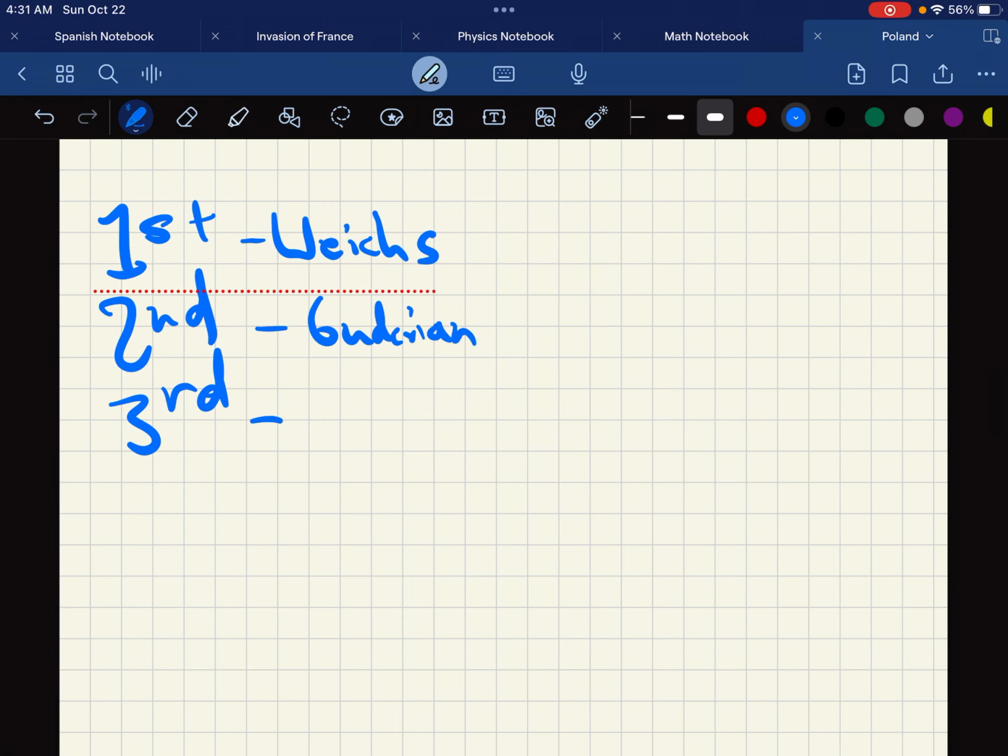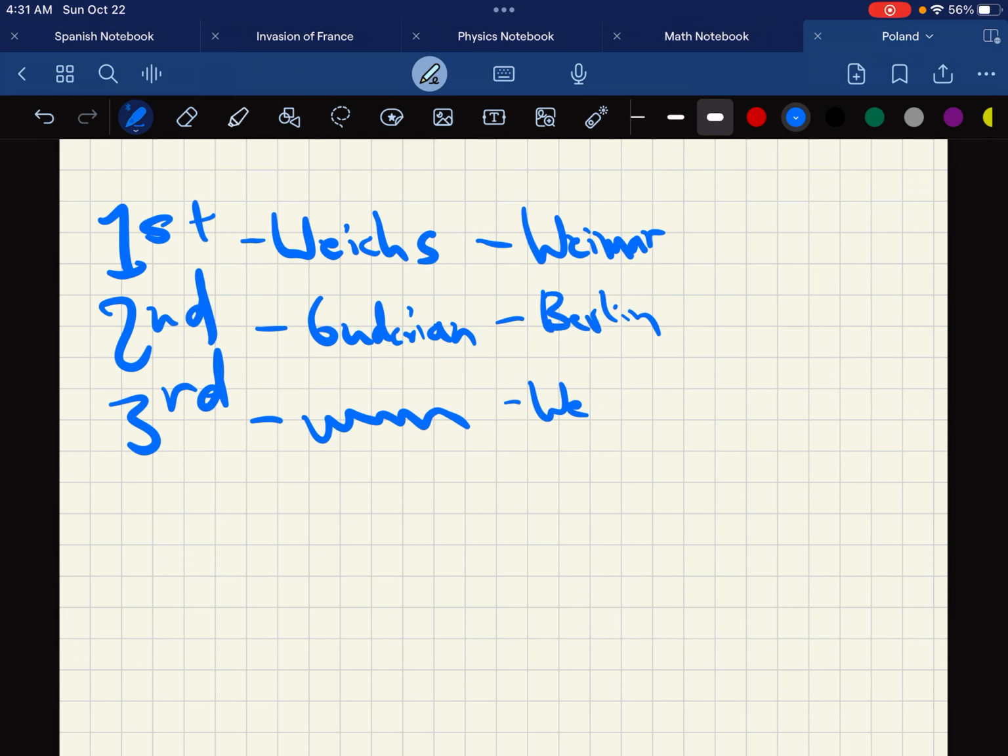And I actually forgot the general who commanded the third one, and this was very early on. And the first one was located at Weimar, which was, as you know, the original capital of it. And the second one was placed in Berlin, and the third one was actually in the Bavarian town of Würzburg. Actually, hold on, I think the umlaut is over here.